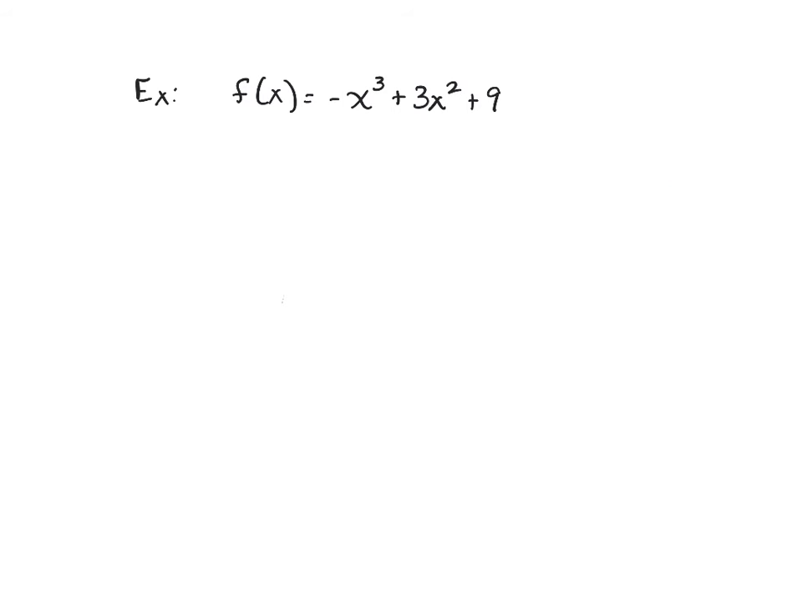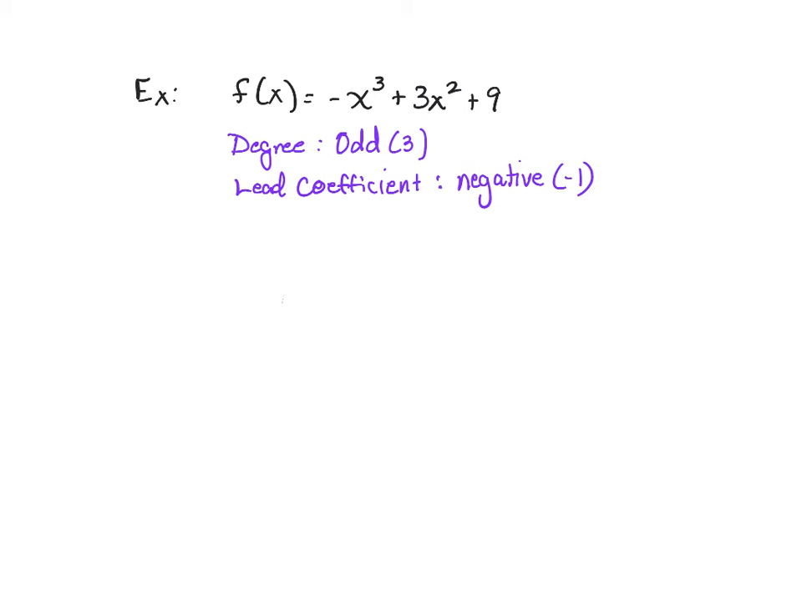Let's look at this polynomial. Again, we are in standard form. That's good. Let's see our degree here. Highest exponent, 3, so it is odd. Lead coefficient. It's just got a negative sign out front, and that means it's a negative 1. So it's negative. I'll write what it is right there.